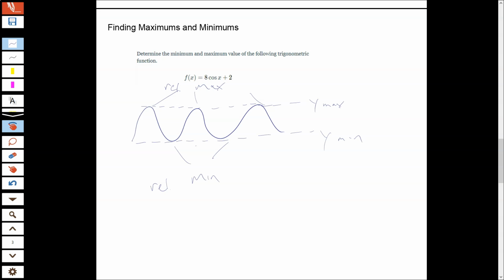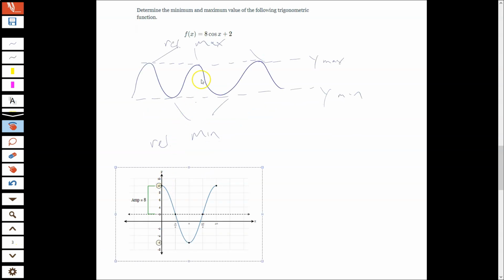So let's take a look at what this looks like graphically, and we'll just look at a little chunk of the graph. Here we have this particular function, f of x equals 8 cosine of x plus 2, just so it's clear what we're talking about. Notice we're given the midline, so this midline is y equals 2. And then we have a max at y equals 10. And this is just one period of this function.